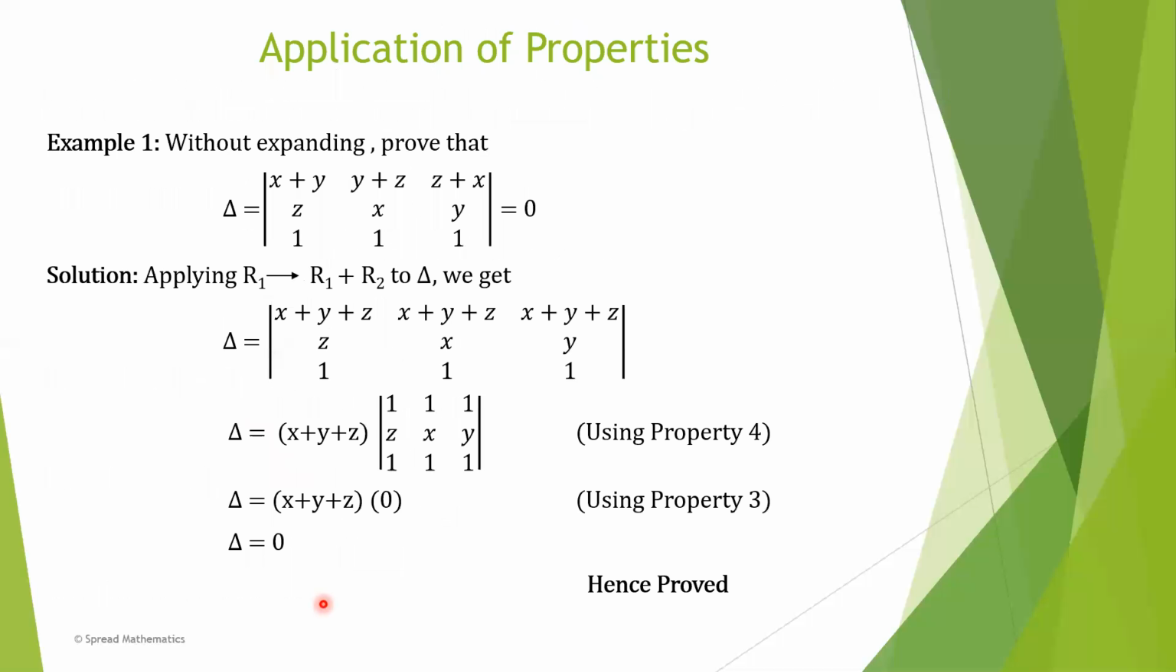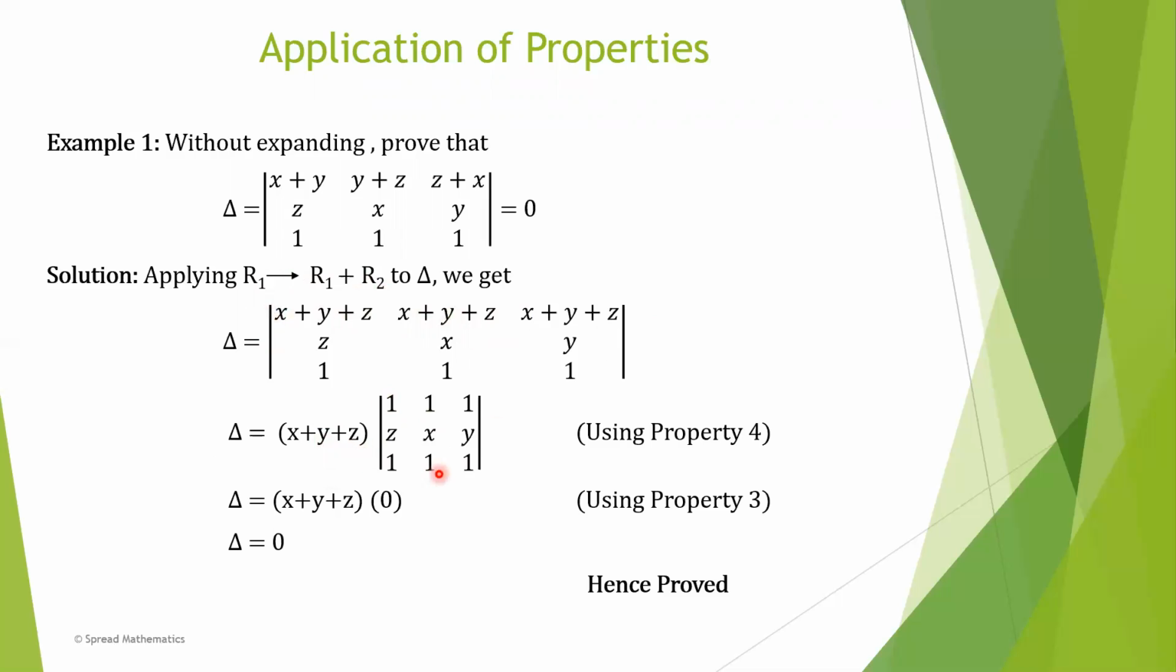Now we are applying the properties in some examples. Example number 1, without expanding, prove that this determinant will be 0. We took left hand side and applying R1 replaced by R1 plus R2, we get this determinant. You can see in first row x plus y plus z is common. So we took this common and we get here 1 1 1.